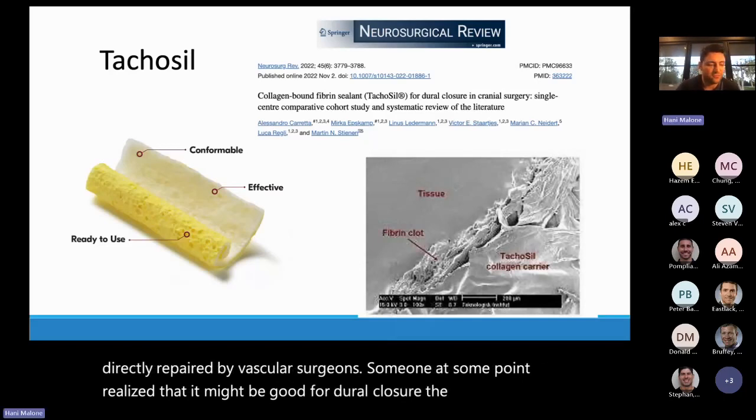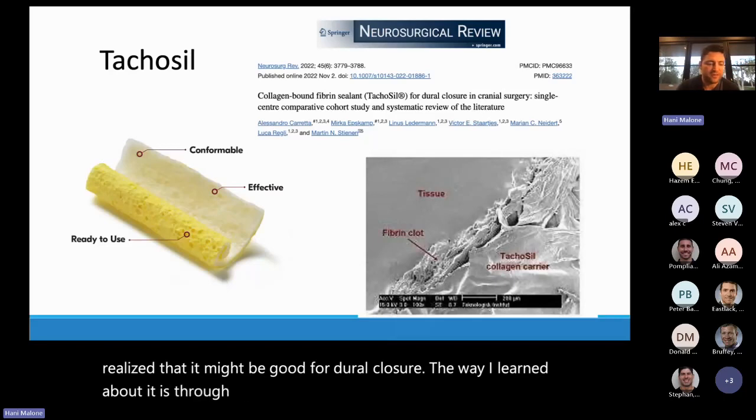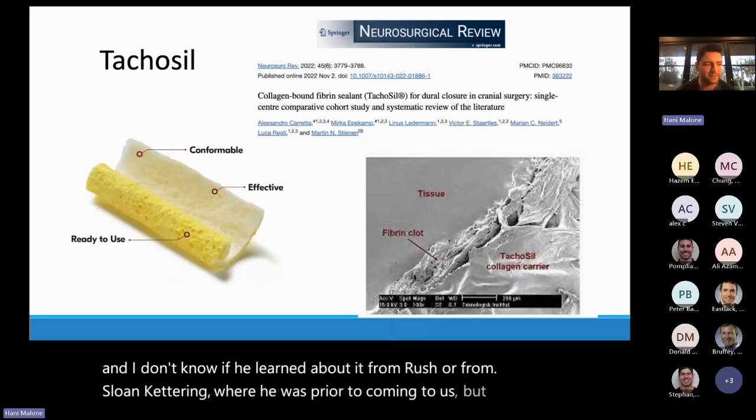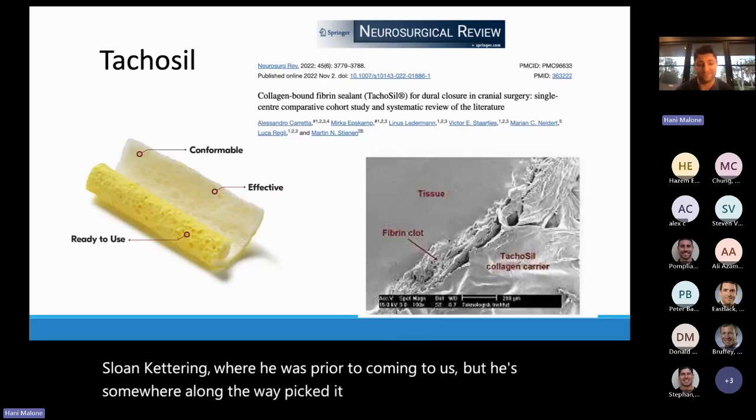The way I learned about it is through Ryan Khanna, who's one of our recent fellows, and I don't know if he learned about it from Rush or from Sloan Kettering, where he was prior to coming to us, but he somewhere along the way picked it up, and it is awesome. And the reason it's awesome is twofold.